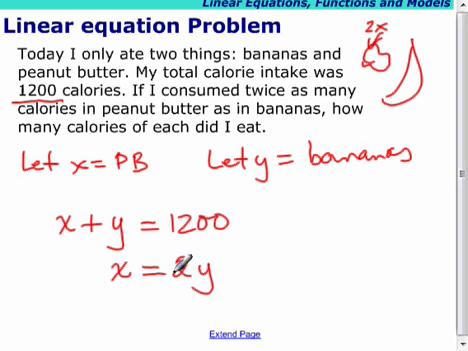That one I have to think about a little bit. Is that right? So if I take the number of calories in peanut butter, then that's going to be twice as many as in bananas. Yeah, that's what this question says.